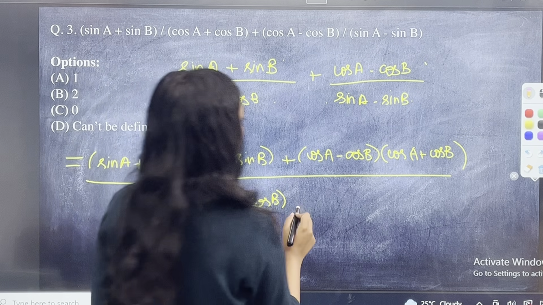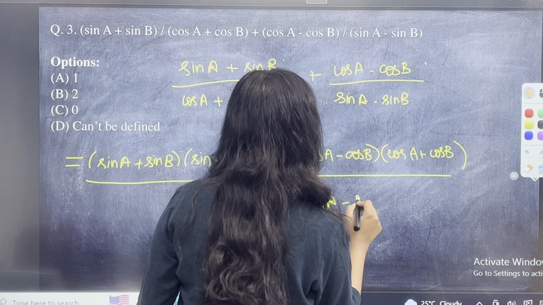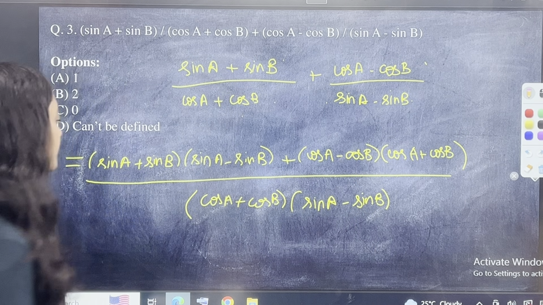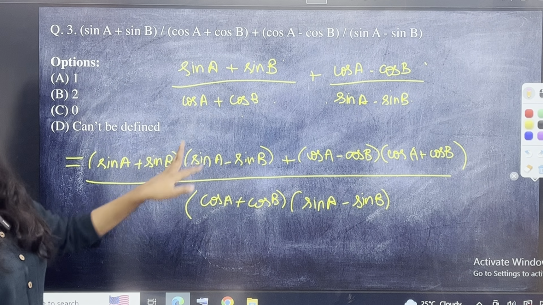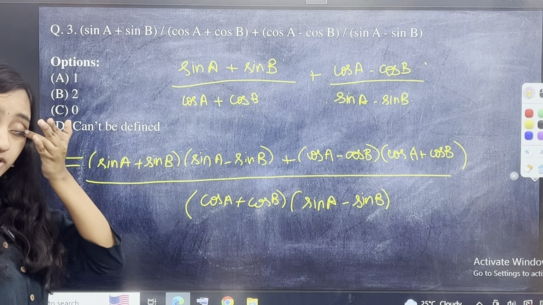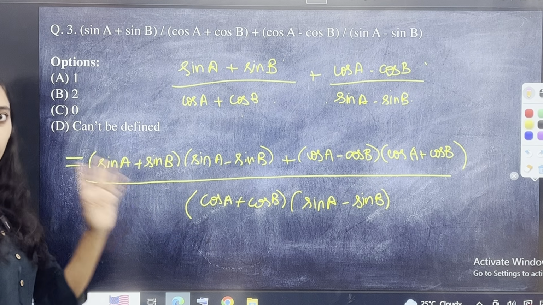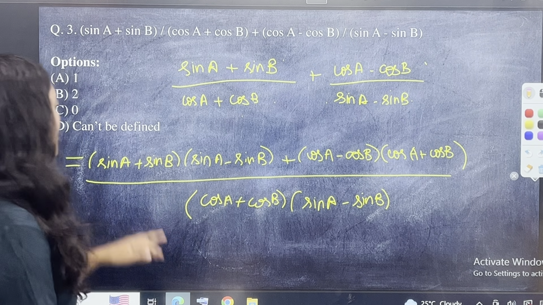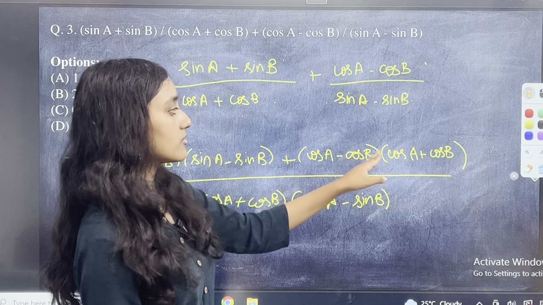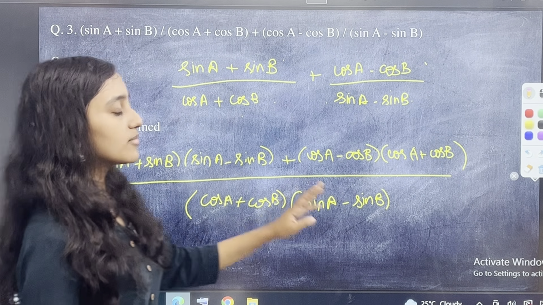I hope while you guys are watching this video, all the previous videos I have uploaded, I hope all of you are practicing all of those chapters. So you understood now what I just did. I did not write it explicitly, but you can write it for your understanding in the board exam, you will get step marks. Suppose something else goes wrong, you will still get step marks. Sin A plus sin B, sin A minus sin B, plus cos A minus cos B into cos A plus cos B, divided by cos A plus cos B into sin A minus sin B.